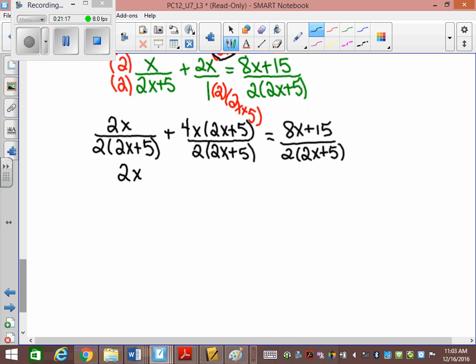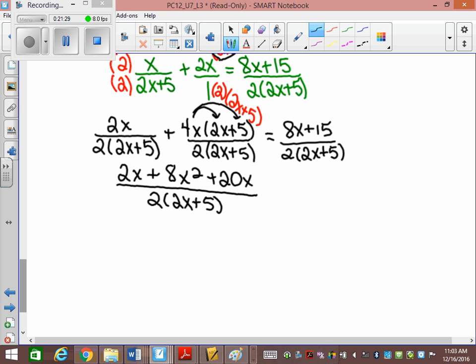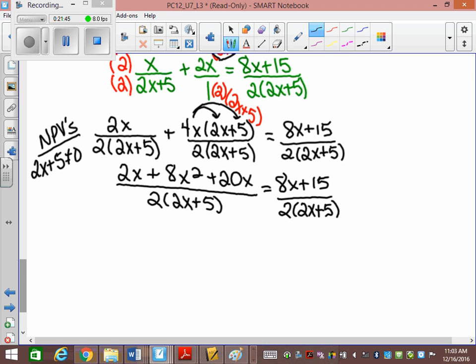So here we're going to get 2x plus 8x squared plus 20x over 2 times 2x plus 5 equals 8x plus 15 over 2 times 2x plus 5. Now the 2x plus 5 can't equal 0, because we're going to have to do NPVs before we get rid of that denominator. 2x can't equal negative 5. X can't equal negative 5 over 2.